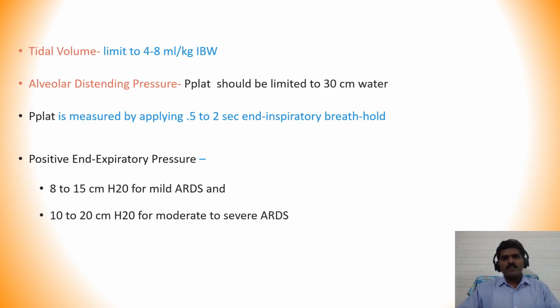Alveolar driving pressures, especially the plateau pressure, should be limited to 30 centimeters of water. Plateau pressure is measured by applying a 0.5 to 2 second end-inspiratory breath hold. PEEP, whenever applied: in mild ARDS, you can keep a PEEP of 8 to 15 centimeters of water. In moderate to severe ARDS, you can aim at 10 to 20 centimeters of water. Again, the plateau pressure, that is the alveolar driving pressure plus the PEEP applied, should not be more than 30 centimeters of water.